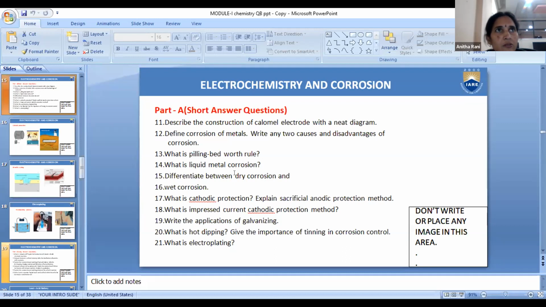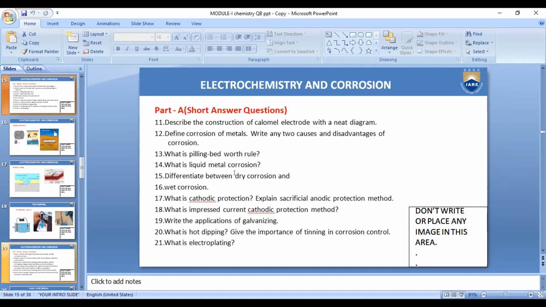Okay. Students, what is liquid metal corrosion? In dry corrosion, we discussed 3 types: oxidation corrosion, corrosion by other gases, liquid metal corrosion. How does liquid metal corrosion take place? Corrosion due to molten metals, like sodium. Either liquid metal will diffuse into and penetrate the solid metal, or the solid metal is dissolved by the liquid metal.